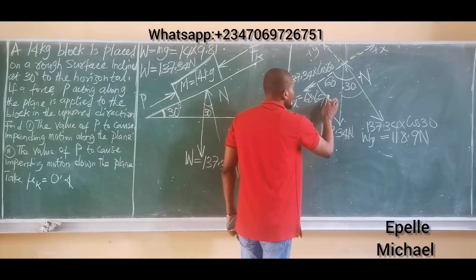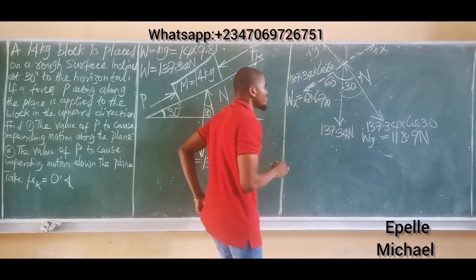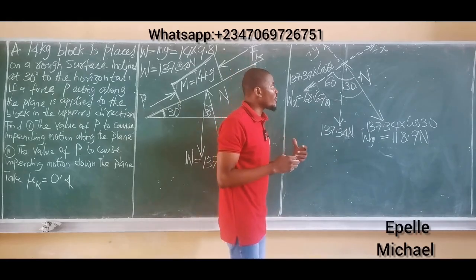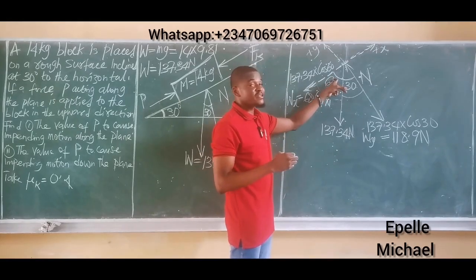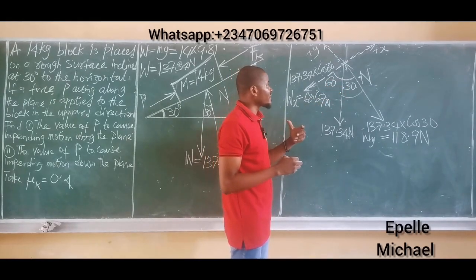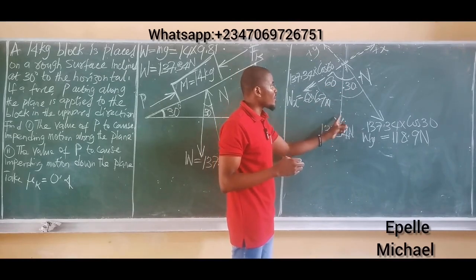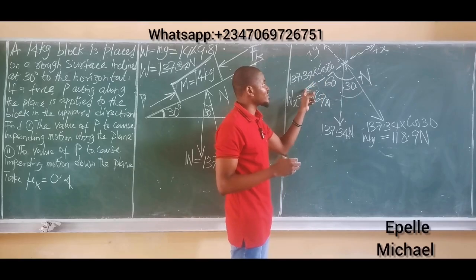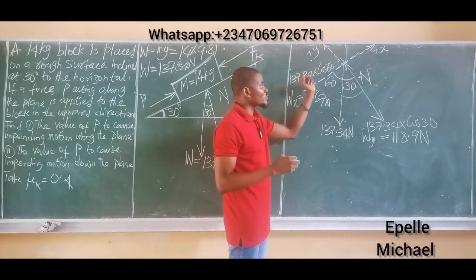68.67 newtons. Now, the other way you can solve this, if you don't want to carve out this angle as 60 degrees, is to say that since this force did not pass through 30 degrees to get to this quadrant, all you need to do is multiply this force by what?